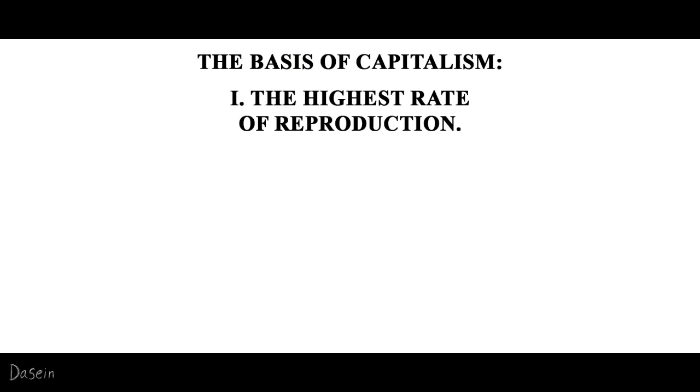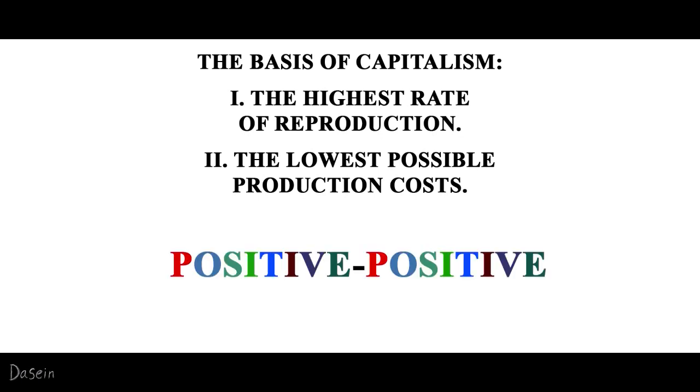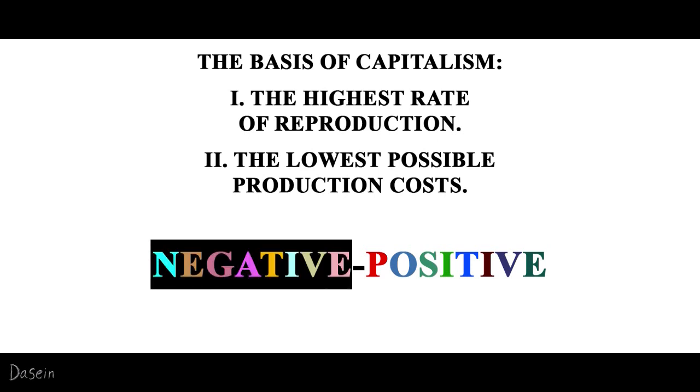If we consider the highest rate of reproduction and the lowest possible production costs as the basis of capitalism, we can see how the positive reproduction of photographs got replaced by negative reproduction. To an ever greater degree, the work of art reproduced becomes the work of art designed for reproducibility. From a photographic negative, for example, one can make any number of prints. To ask for the authentic print makes no sense.